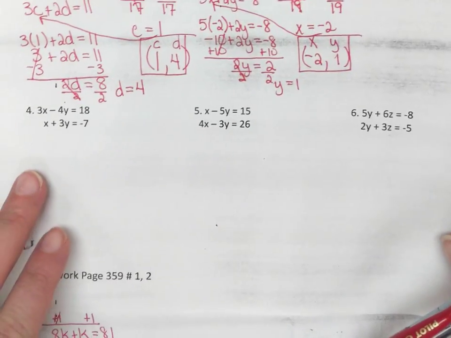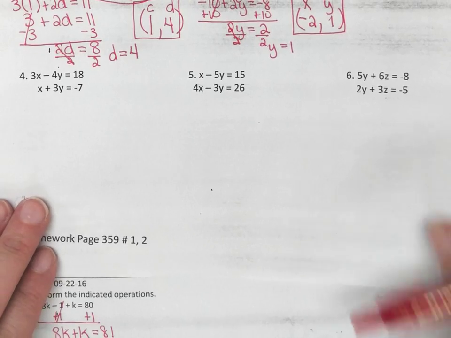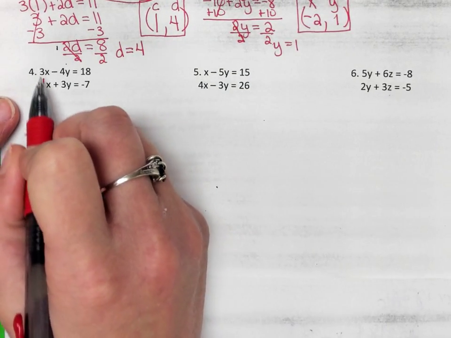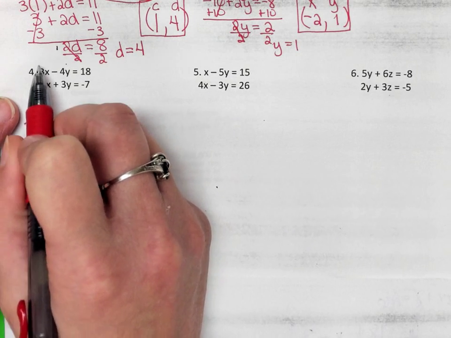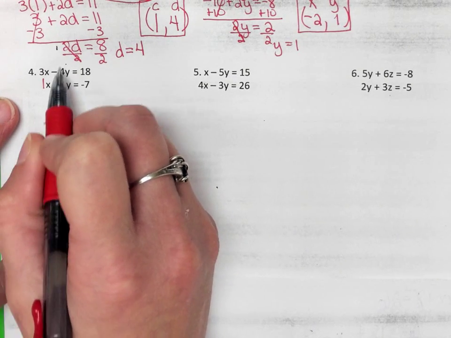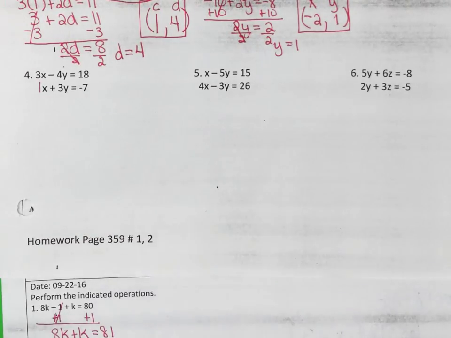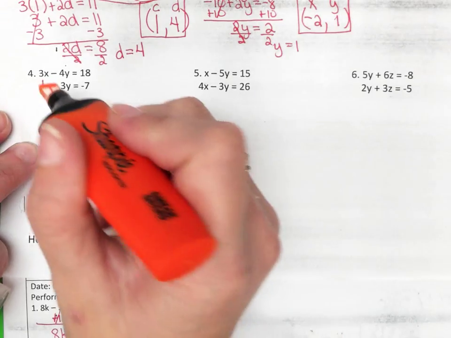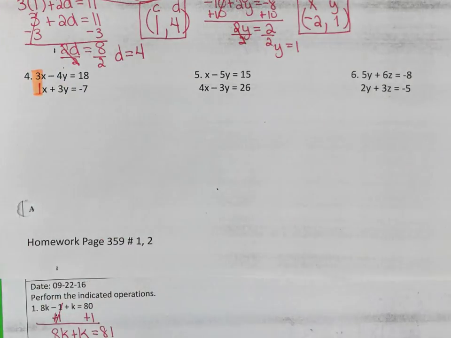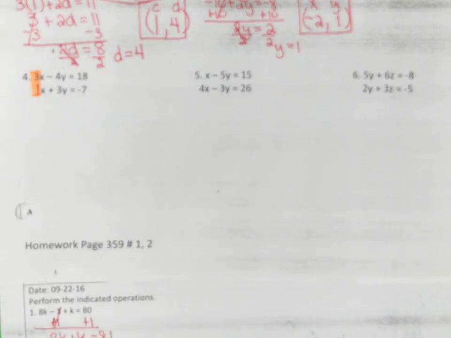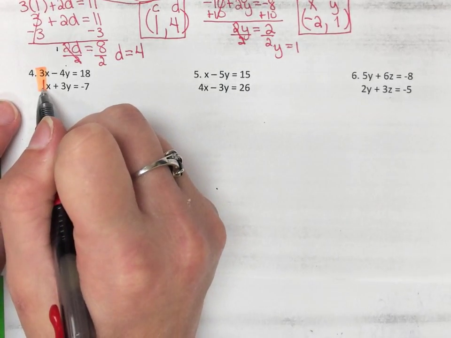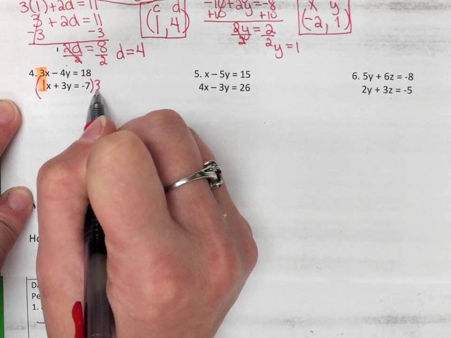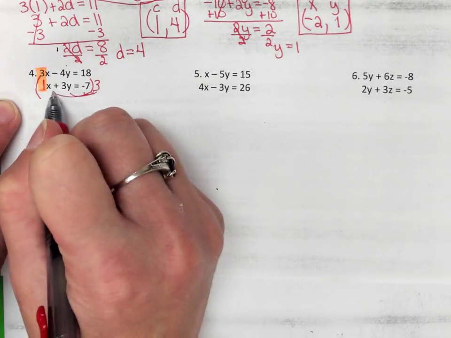Alright, let's look at number 4. Number 4, this is 1 right here. So you have the x's, the numbers are not the same, and the y numbers are not the same. So which one is easier to make the same? And that would be the x's. So I can make 1 become 3 by multiplying it by 3. And we'll distribute.